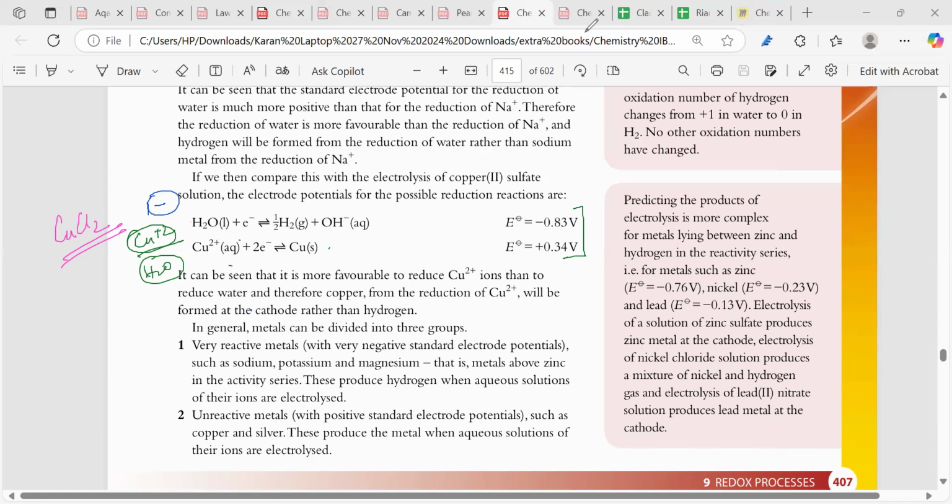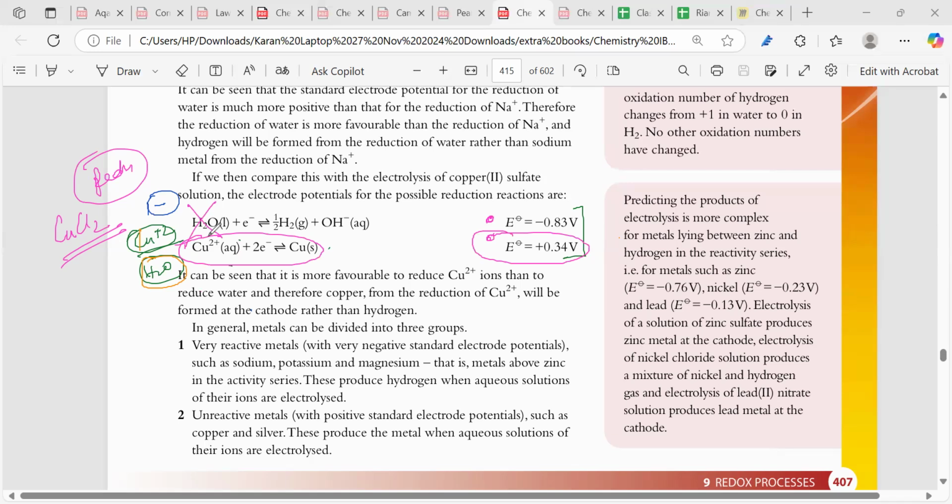H+? No, H+ is not in the picture. Water is going and Cu2+. Sorry, water will be going. Which particular theory have you used? For the cathode, reduction happens. So which is the more spontaneous reduction, this or this? The more positive one. So who goes? Copper goes. Is it clear? And water stays back. Understood?